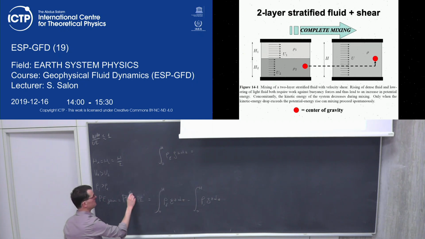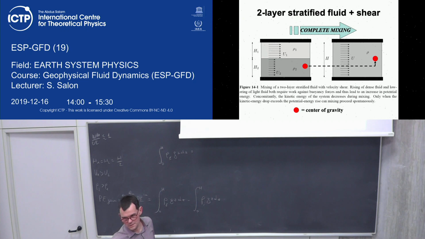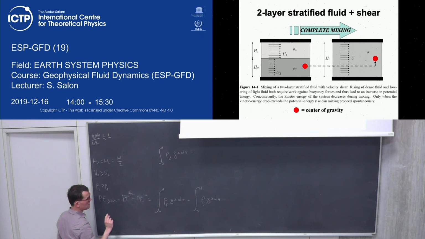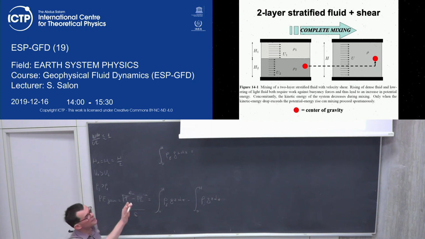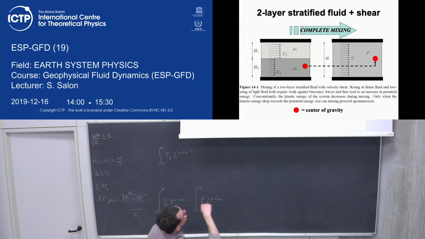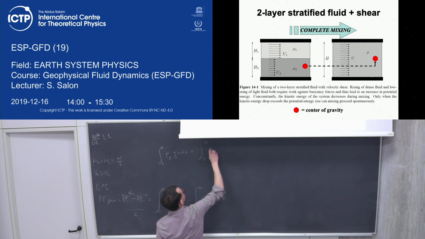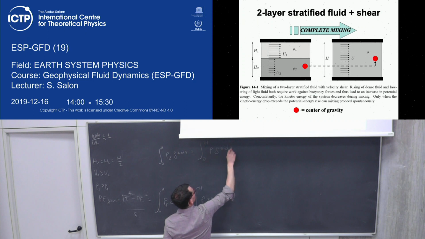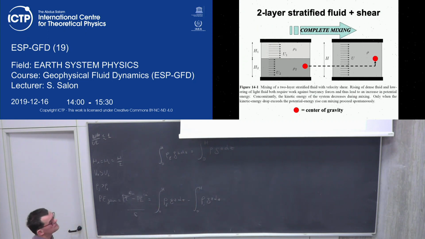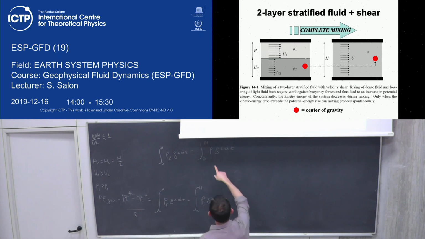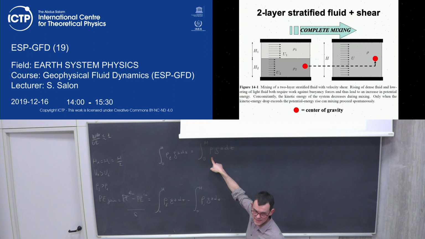Here rho f stands for final and i for initial. G is g. What is the dimension? This is potential energy, to be strictly precise, divided by surface, because here we are interested only in the vertical. So what is the integral from 0 to H of rho g z dz? Here rho is the final density, after the mixing.